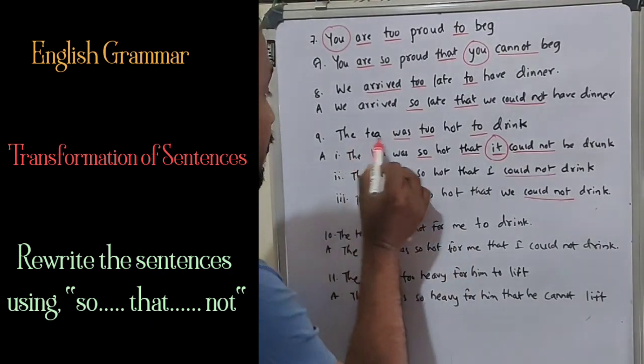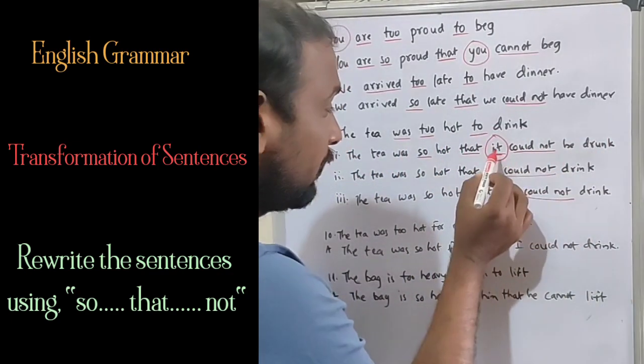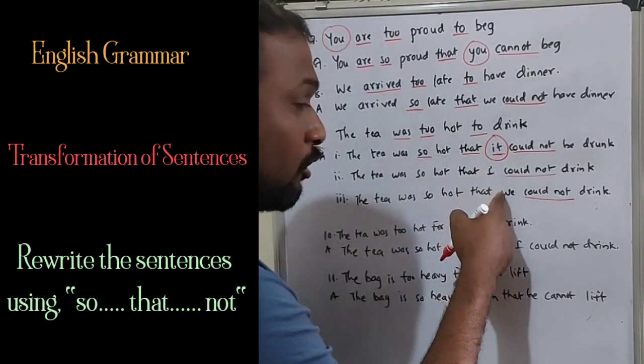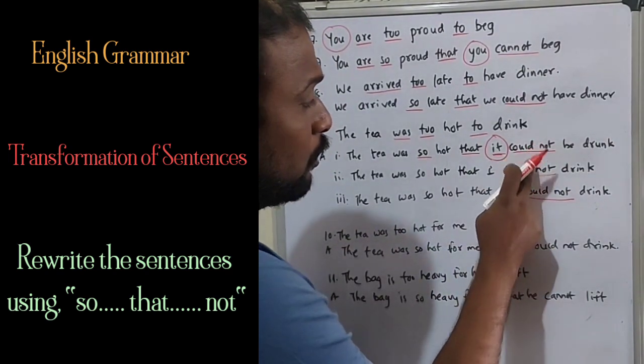See, the tea was too hot to drink. The tea was so hot that it could not be drunk. Remember, when you're using it, write could not be drunk. When you're writing I or we, you can write you also, that you could not drink. But you must write could not as it is.